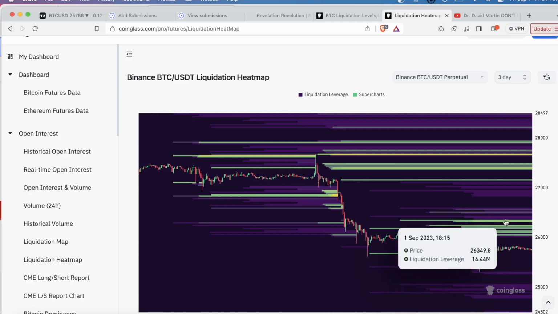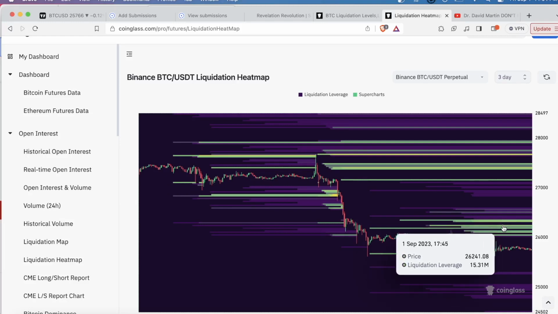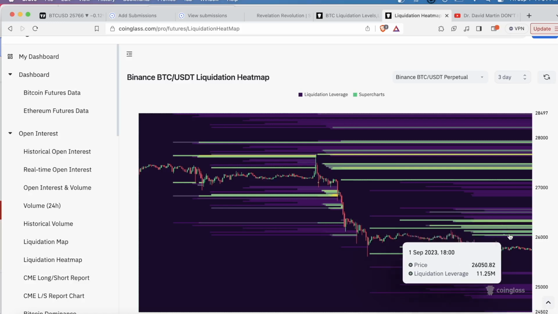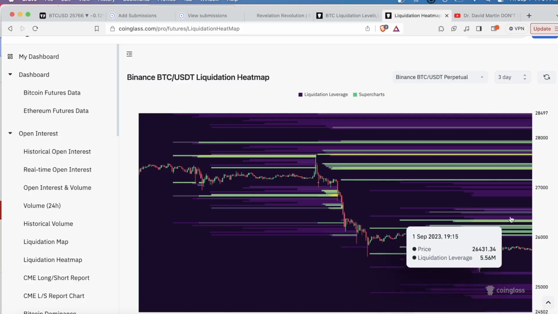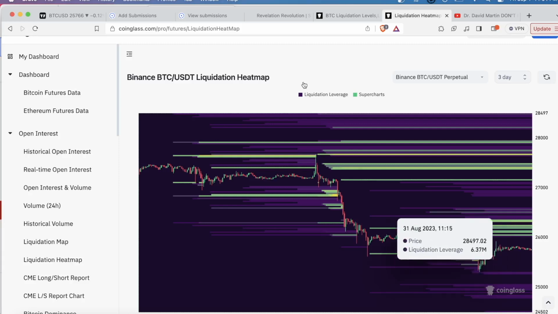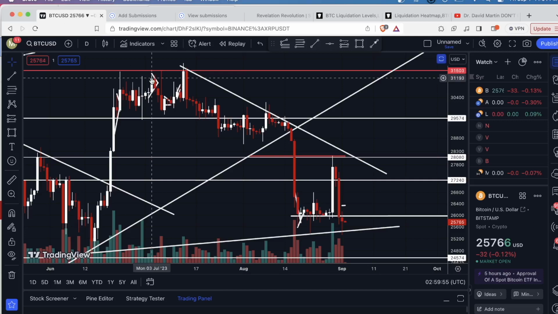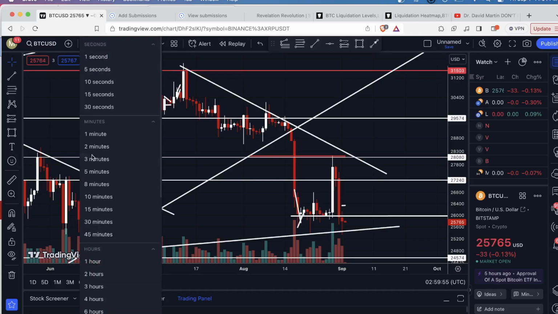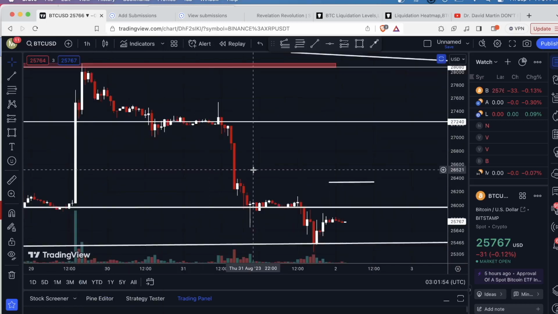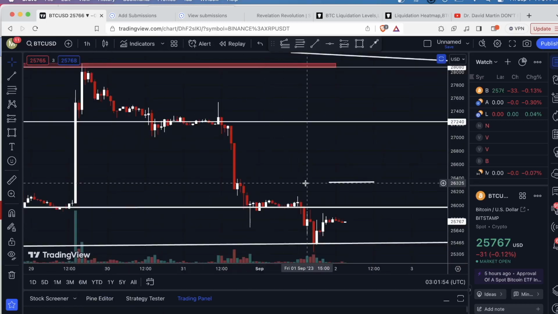Okay, so it's good to note that we do have almost $15 million of liquidation leverage at 26,343. Below that, another 15 million at 26,241, and so on and so forth. So you can consider this range as a target. I'm going to take note of that, 26,350. Then I'm going to go over here and look at the chart. That was on the 3-day time frame. I'm going to take this down to the 1 hour and see if I have any price confluence at that level. Right here, this is 26,342 roughly. And you see this level lines up with these two where these two candle bodies intersect.